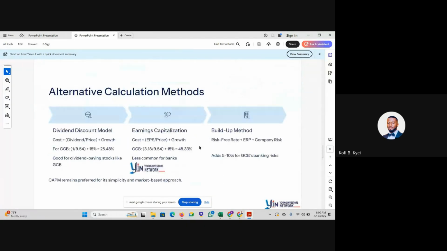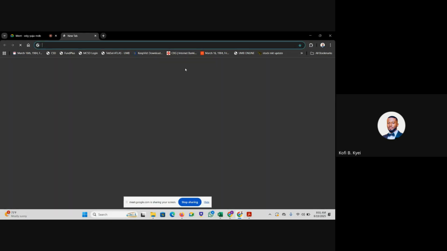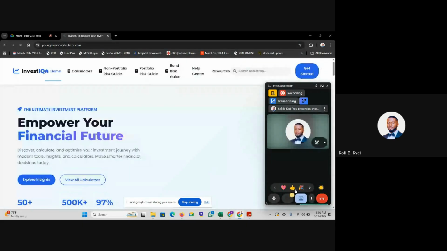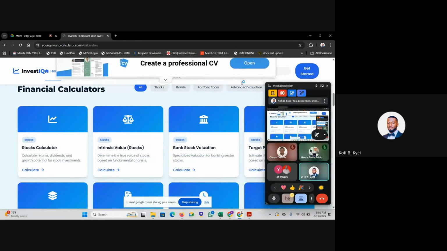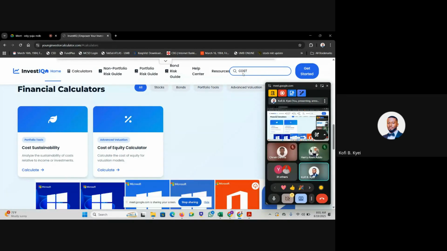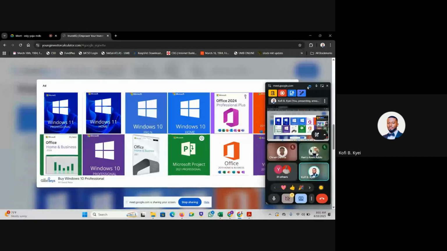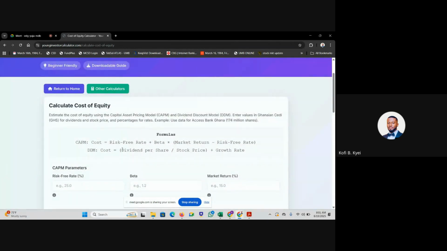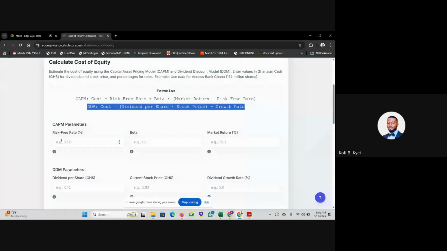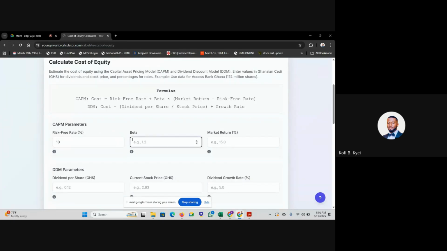Before I move on, let me just open the cost of equity calculator here as well. You can see I applied two models here, the DDM and the CAPM. So risk-free, let's say 10, beta 1.3, market return 25.